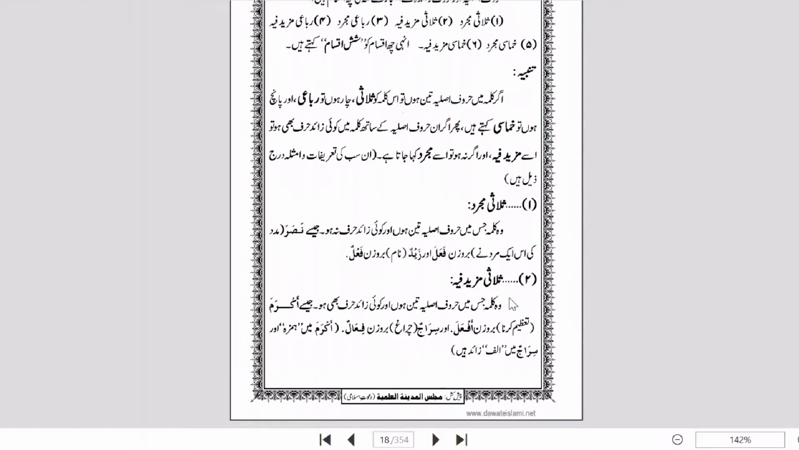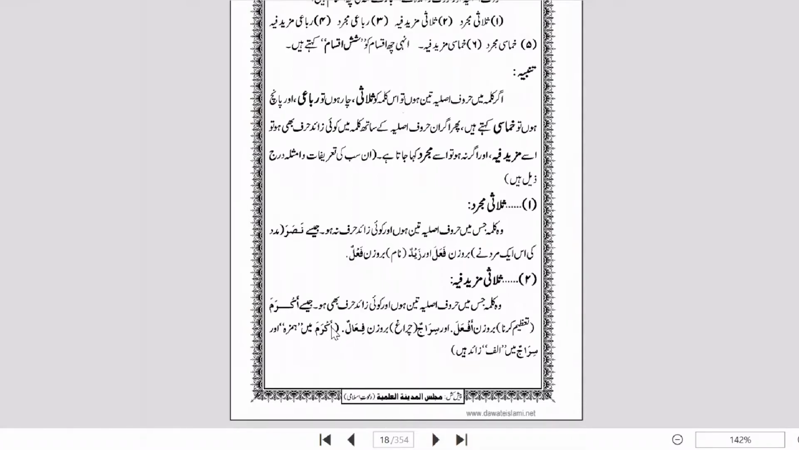Number 2 is Sulasi Mazid Fi. Sulasi Mazid Fi is a word which has 3 huruf asliya, 3 original letters, and it has an additional letter with it, like Akrama, to respect, on the scale of Af'ala, and Sirajun on the scale Fi'alun.